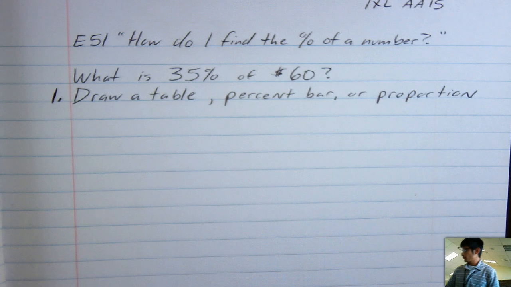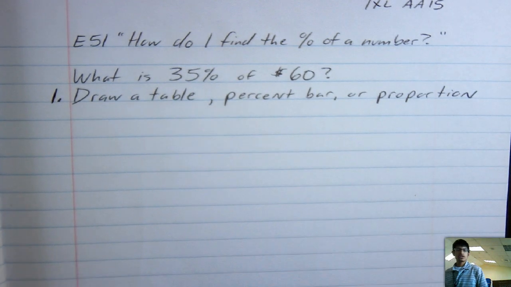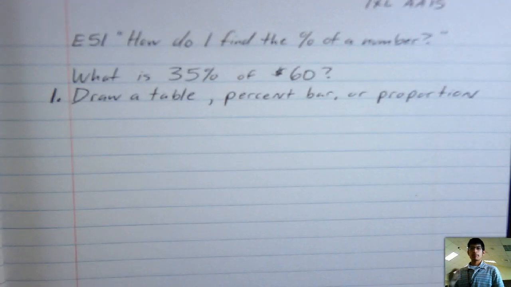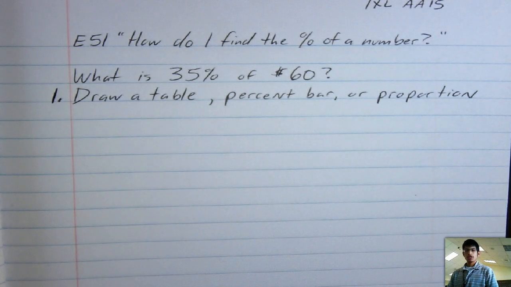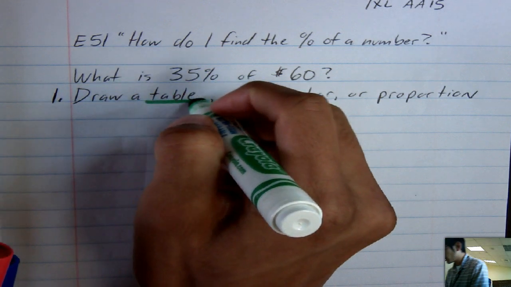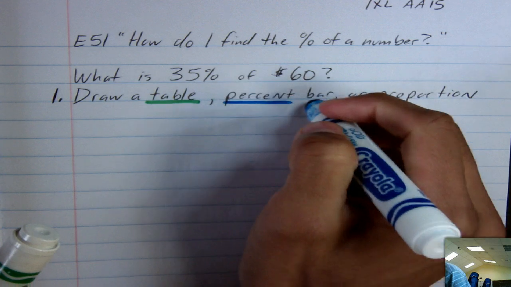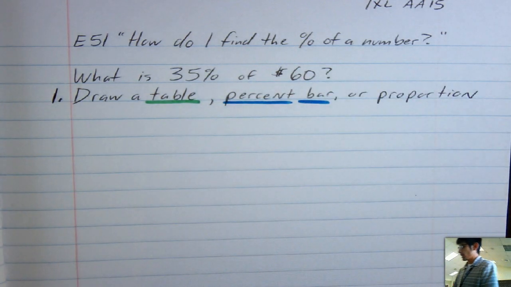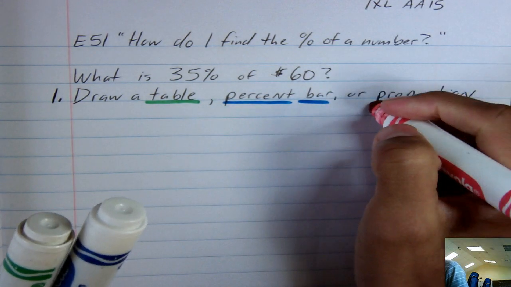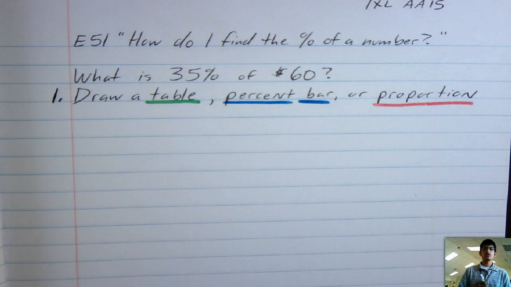Alright, so I'm going to give you guys three different strategies to solve this question. You're either going to draw a table, a percent bar, or a proportion. So if you have colors at home, go ahead and underline 3. I'm going to show you how to do it with the table, how to draw it with a percent bar, and how to work it out using a proportion. And you get to pick which strategy you think is easier for you in answering this question.